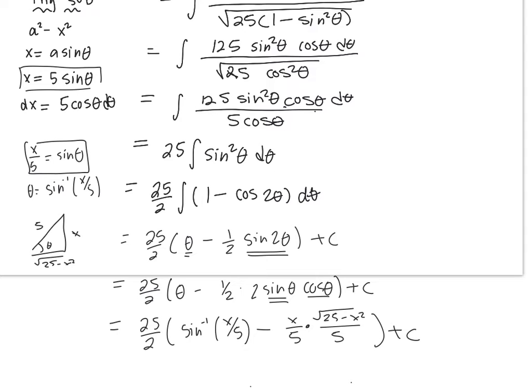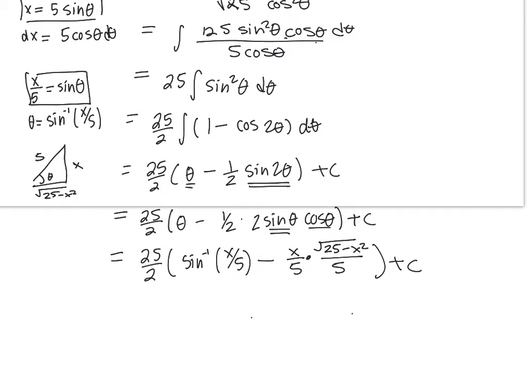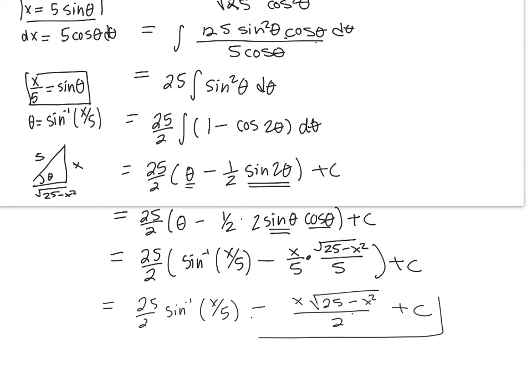You can choose to or not to distribute that 25 over 2. If you do, we have 25 halves sine inverse of x over 5 minus x times the square root of 25 minus x squared over 2 plus c.